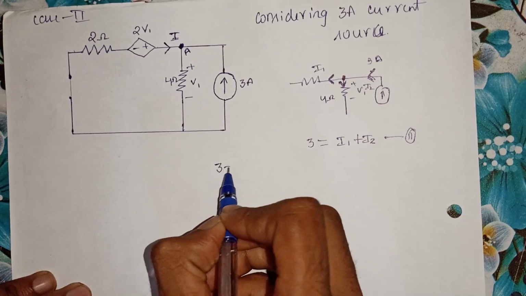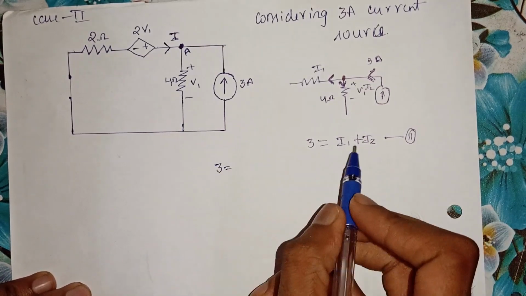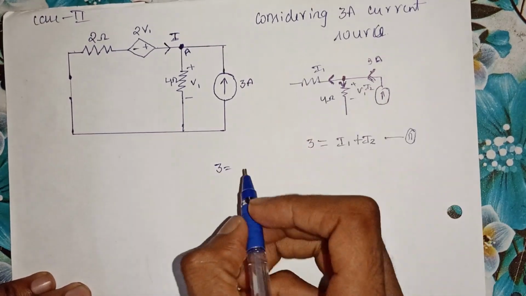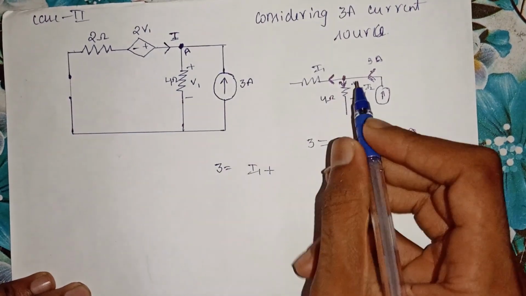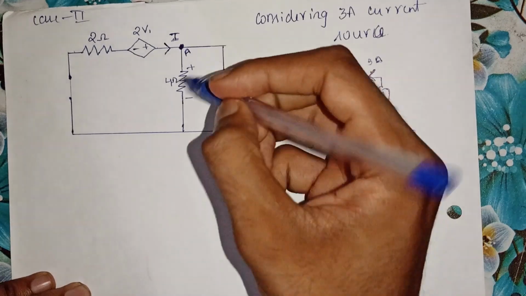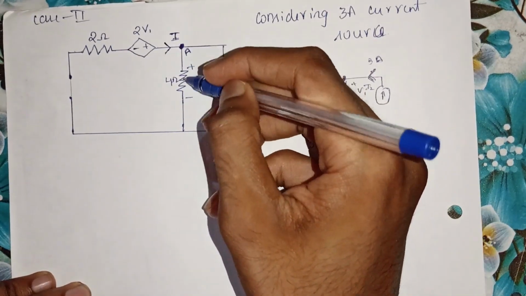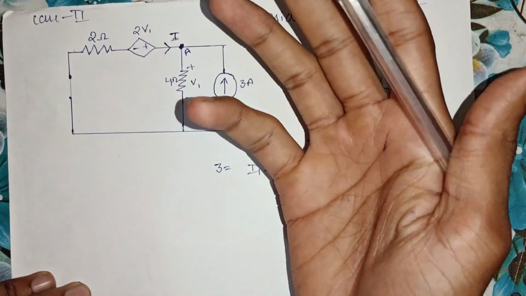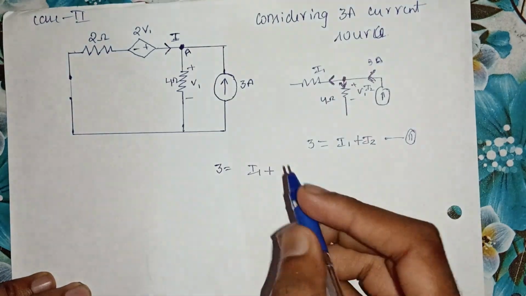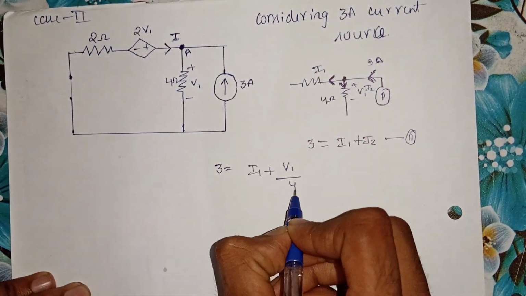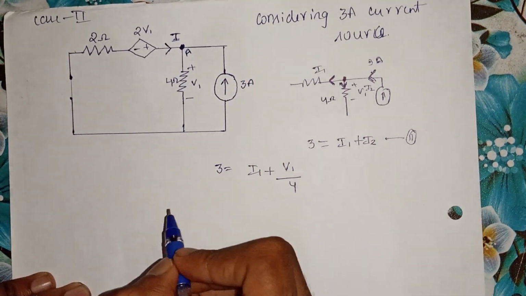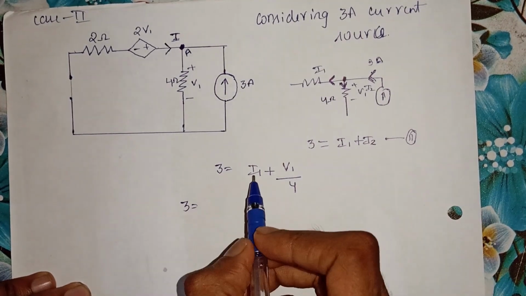So 3 is equal to I1 plus I2. What is I1? I1 is this current, which can be kept as I1. And what is I2? I2 is the current flowing through your 4 ohm resistance, which is voltage divided by resistance. Since the voltage across your 4 ohm is V1, divided by the resistance 4 ohm, and thereby further simplifying the equation, you get 3 is equal to I1 plus V1 by 4.